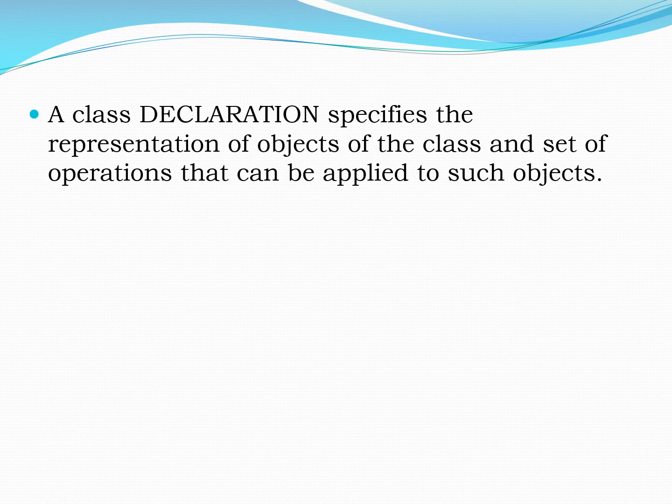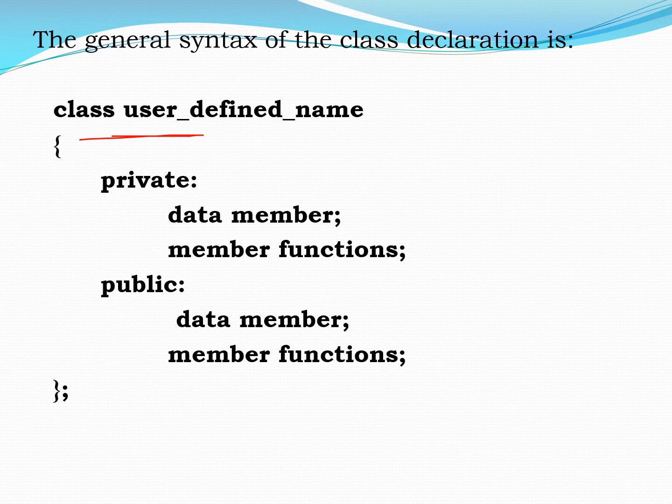We'll see the general syntax of class declaration and definition. Here we have a general syntax of a class. In this syntax, we can identify the keyword class. Class is a keyword followed by the user defined name. The user defined name is the name given to the class.